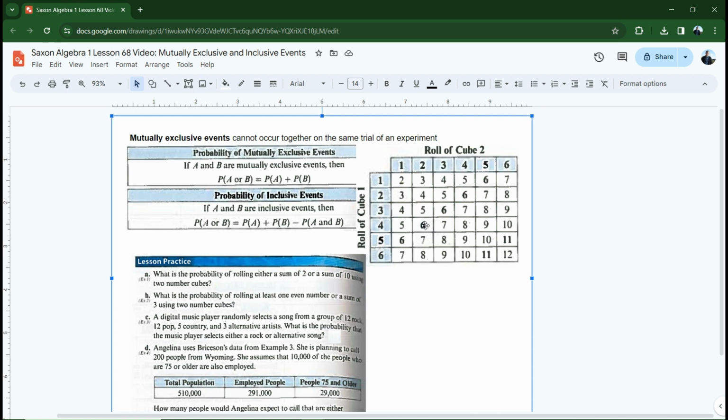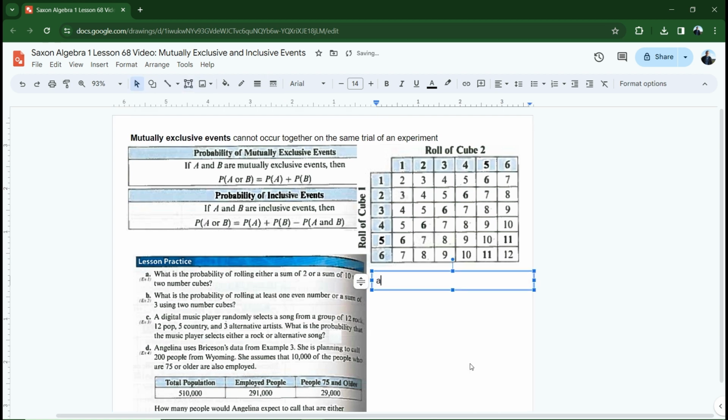Because it's a successful event, I need to subtract the probability of them happening together. All right, let's take a look at how these problems work. Letter A: what is the probability of rolling either a sum of 2 or a sum of 10? I can't roll both a sum of 2 and a sum of 10 at the same time.